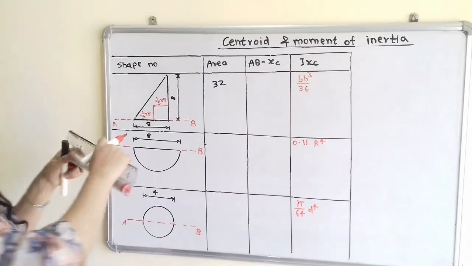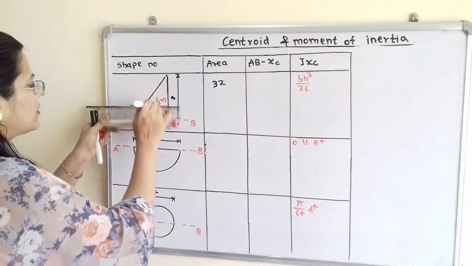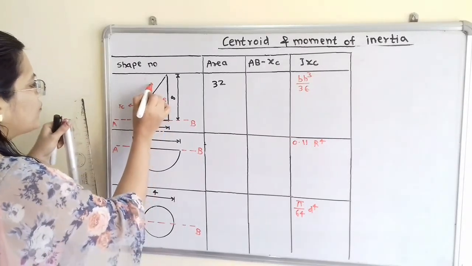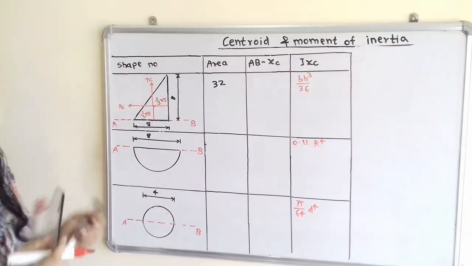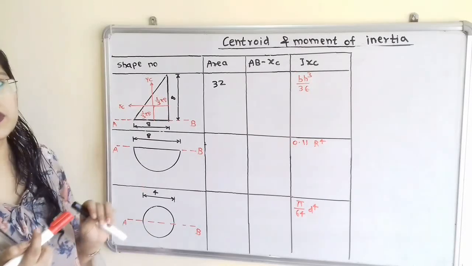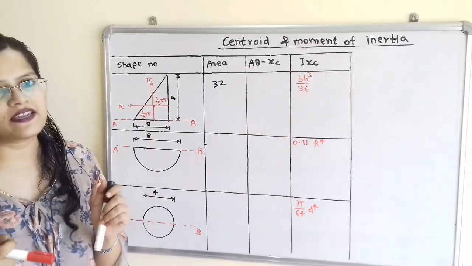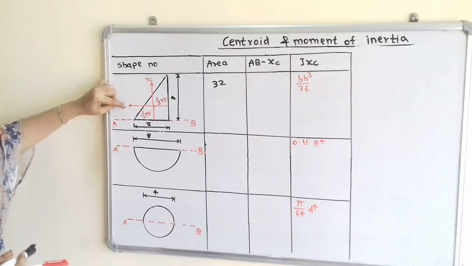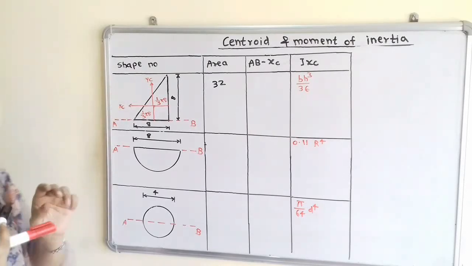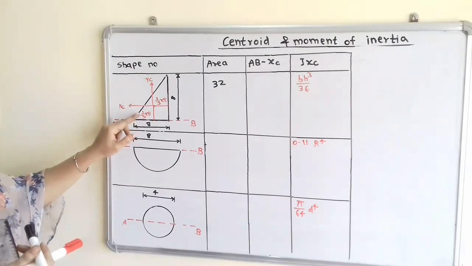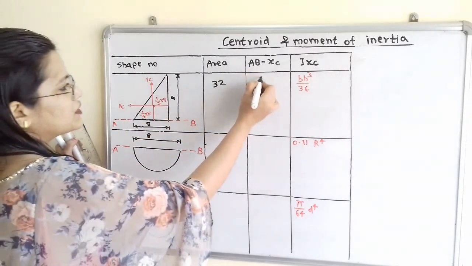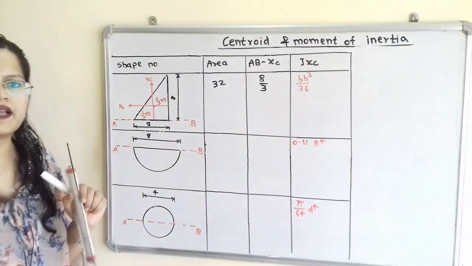Now we will show the axis passing through the centroid. So this horizontal axis is known as XC and the vertical axis is known as YC. Now we have to find out moment of inertia about AB, which is horizontal. So we are going to use parallel axis theorem. So for that we will find out the distance in between this XC and AB because both are parallel to each other. So vertical distance in between them is 1 by 3 multiplied by 8, that is equal to 8 by 3. So we will mention in the next column, that is 8 by 3.